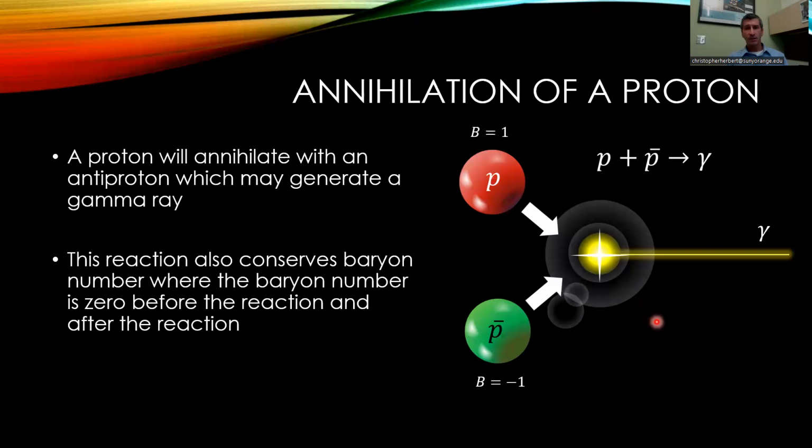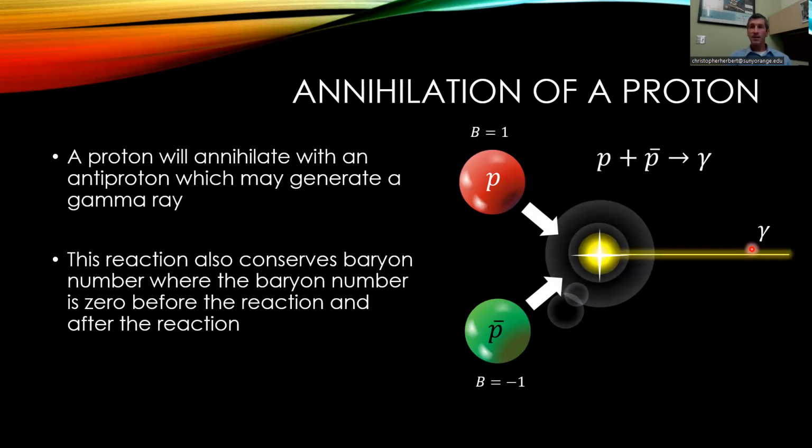What about the annihilation of a proton? What if a proton comes up with its antimatter particle? Well, in this case, this again is allowed. We conserve baryon number. We have a baryon number of 1 for our proton, a baryon number of -1 for our antiproton. So when they annihilate, they simply produce a gamma ray. Gamma ray is not a baryon. It has a baryon number of 0. So before the reaction, our baryon number is 0. After the reaction, our baryon number is 0.